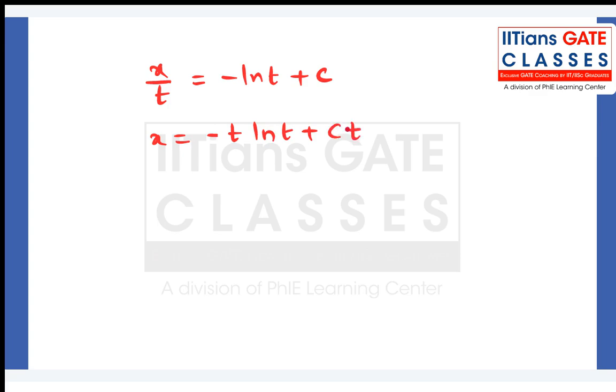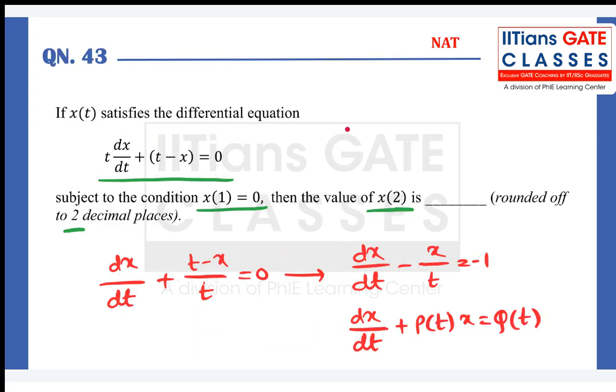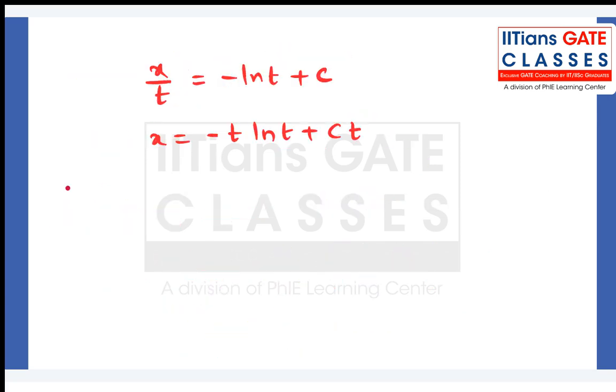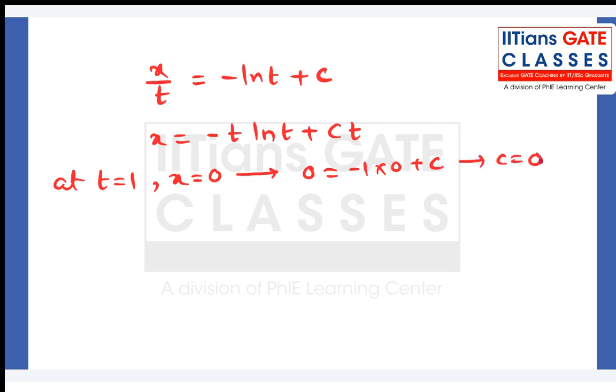And now your job is finished. You have the formula for x. It's just that you need to use the initial condition, which is at t equal to 1, x was 0. So at t equal to 1, x was 0. So that means 0 equals minus 1 into ln 1, which is 0, plus c. So that means c is 0. Okay, so therefore x is nothing but minus t ln t.